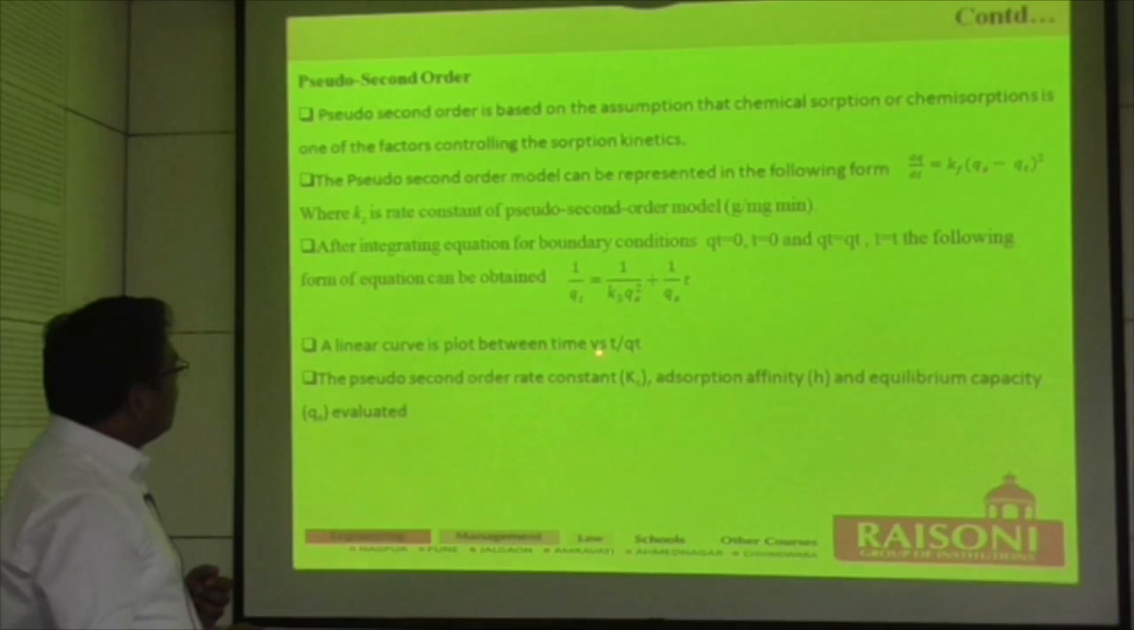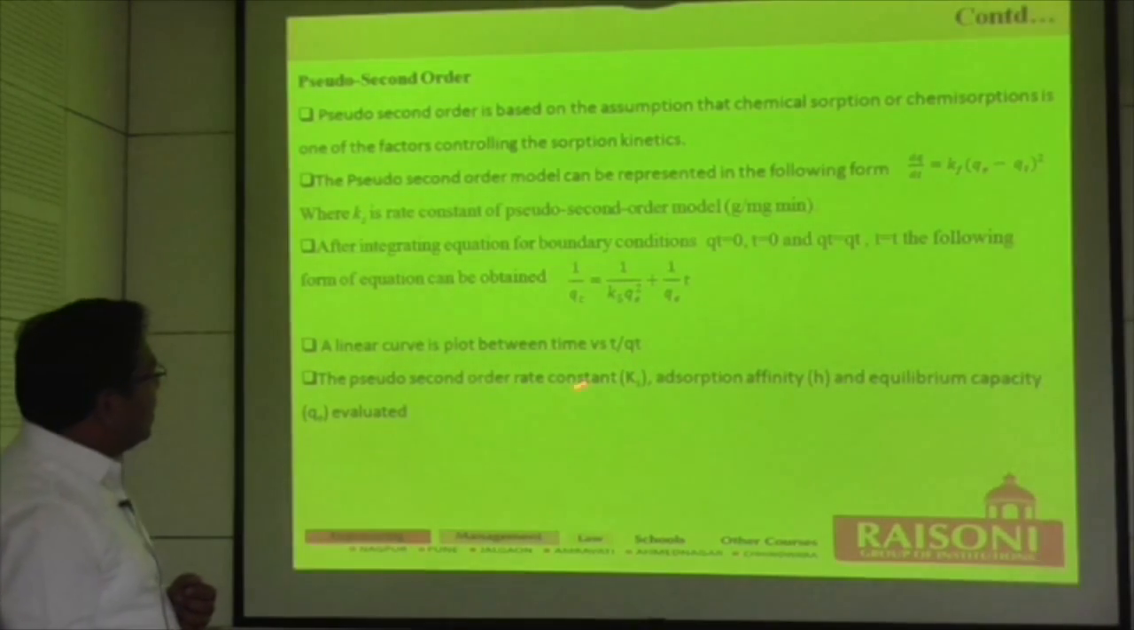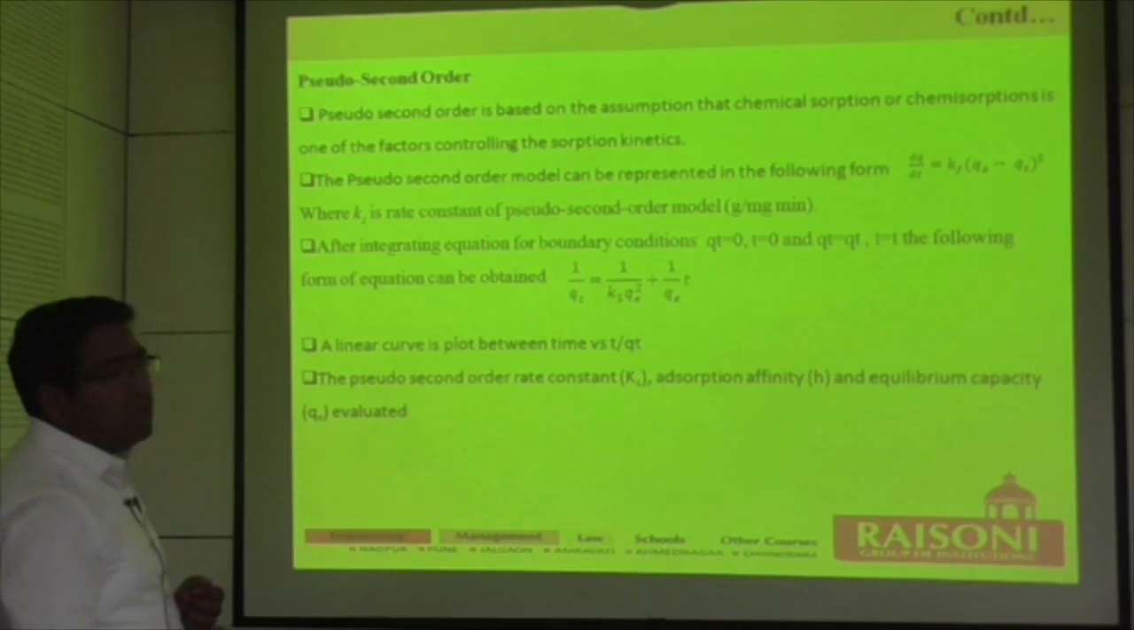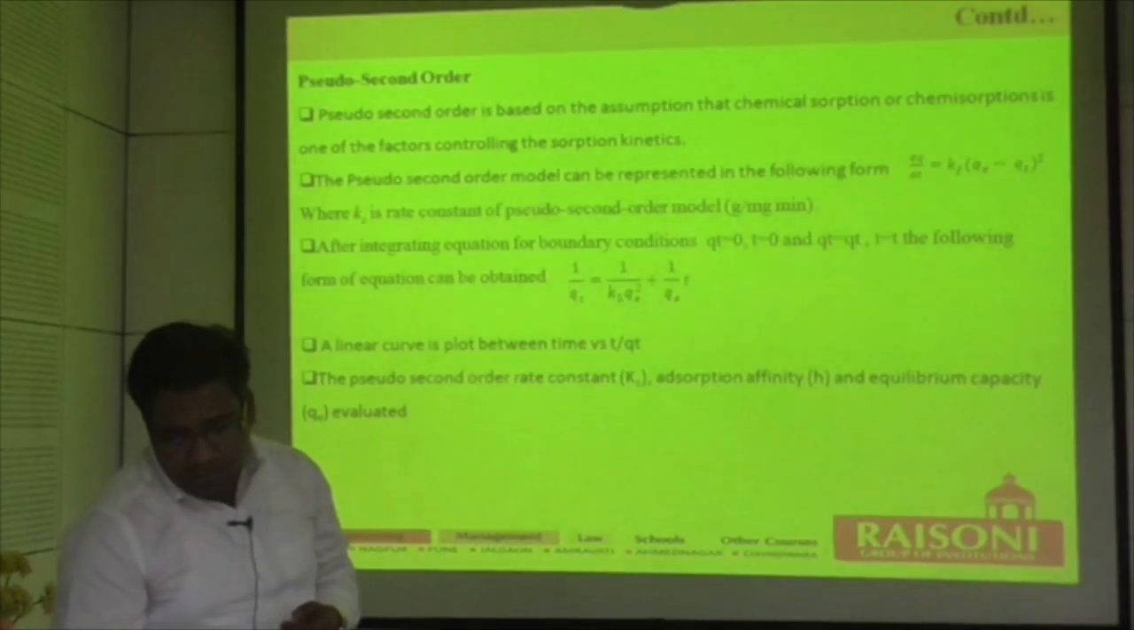A curve is plotted between t versus t by qt. The pseudo-second order rate constant Ks is evaluated from this, and affinity is also evaluated from this, and Q is also evaluated from this.